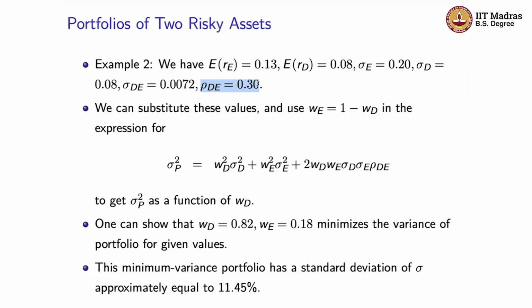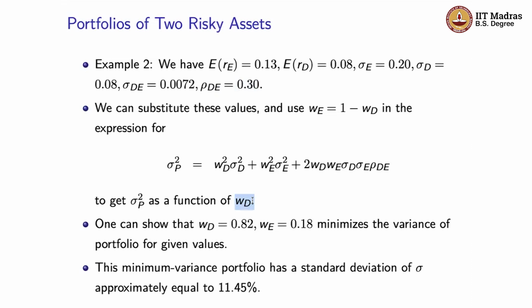In order to answer that, we need to look at the formula for the variance of the portfolio, which is given by this expression. We can convert this into an optimization problem involving one variable by noting that WE is nothing but 1 minus WD. If you put that in and plug in the parameter values that we have given here, we end up getting that sigma square P is just a function of WD. And we know how to optimize that. Take the first derivative with respect to WD and set that equal to 0.